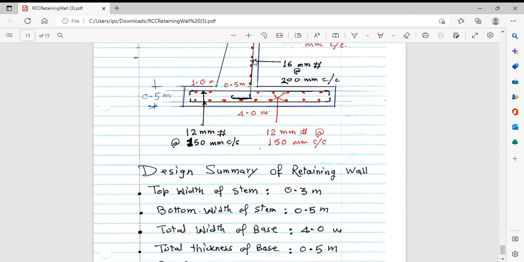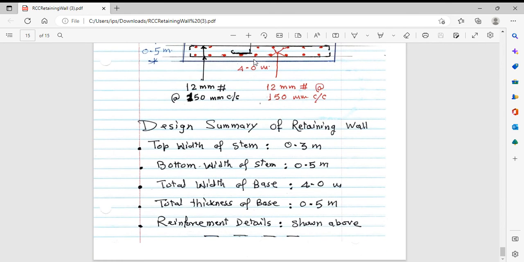Now summarizing the whole design, we say the top width of the stem is 0.3, bottom width of the stem is 0.5, total width of the base is 4.0, total thickness of the base slab is 0.5, and reinforcement has already been shown over there. In this way, we can complete our whole design.